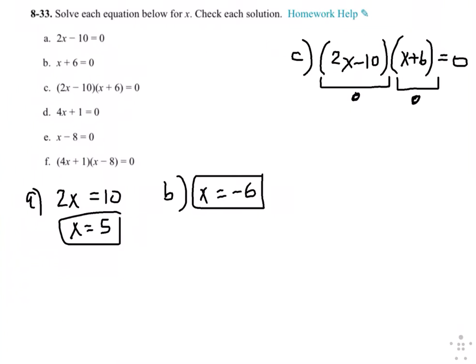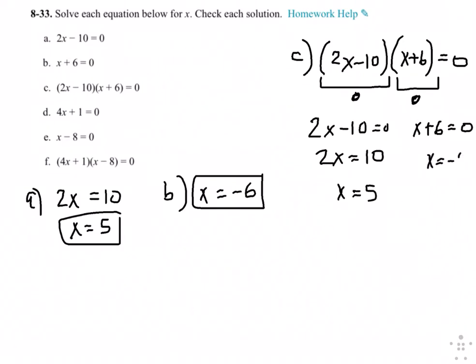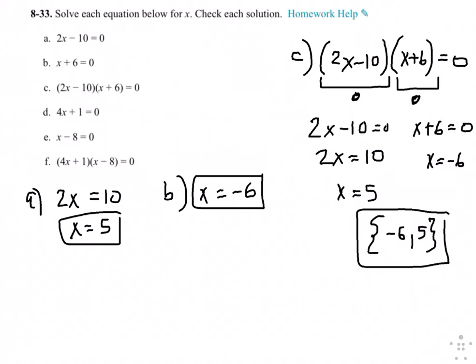So what we're really saying is that either 2x minus 10 is 0, or x plus 6 is 0, because that's the only way when you multiply you're going to get 0. And that's actually the zero product property, which we'll learn later. So if I solve these two, I get 2x equals 10, x equals 5, and this one x equals negative 6. So for this one, we can have negative 6 or 5 as solutions to make that equation true.